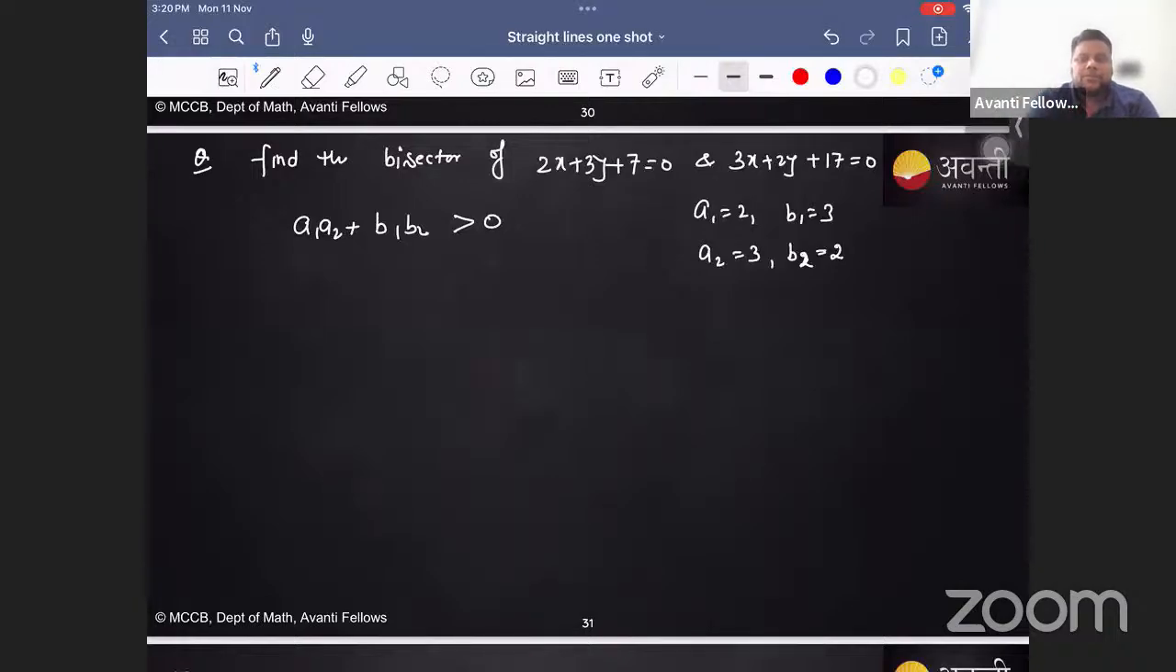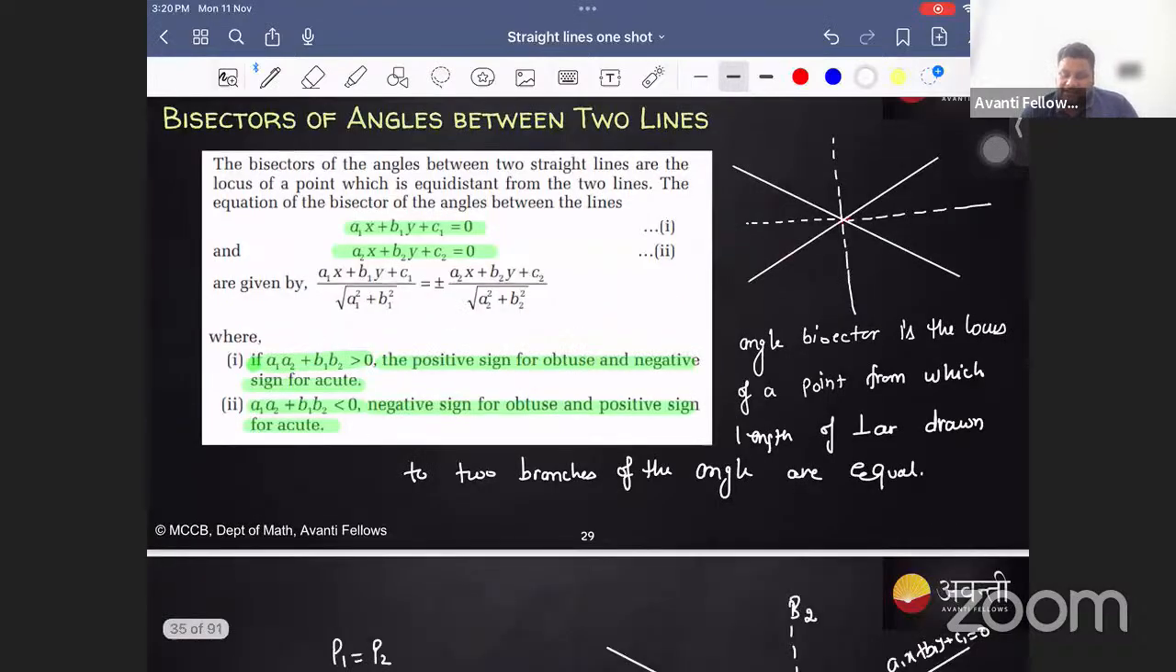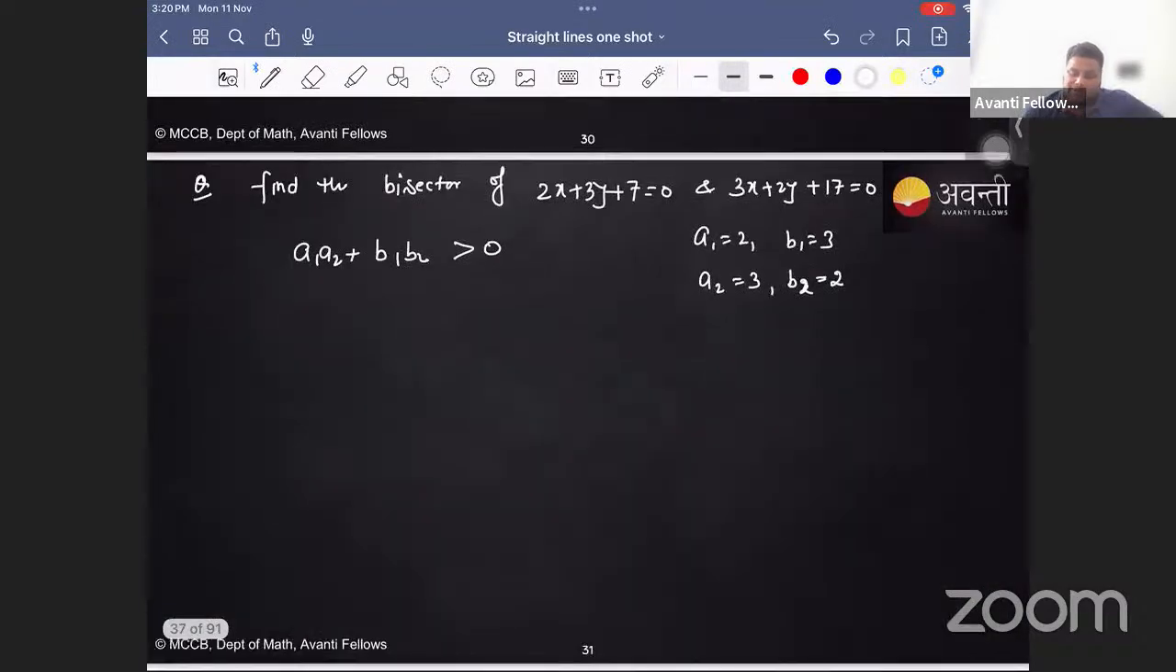Okay, so A1, A2 plus B1, B2 is more than 0. Done? Now, that means if A1, A2 plus B1, B2 is more than 0, the positive sign will give you the obtuse bisector, and the negative sign will give you the acute bisector.